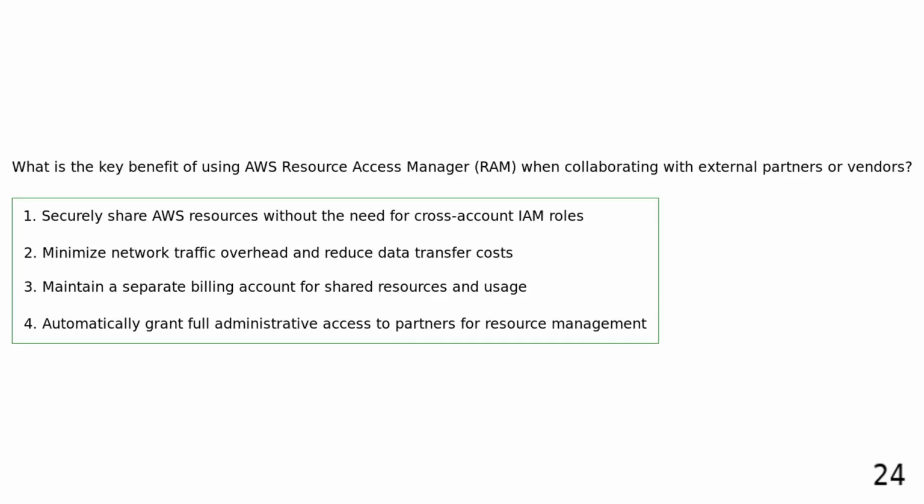What is the key benefit of using AWS Resource Access Manager when collaborating with external partners or vendors? Securely share AWS resources without the need for cross-account IAM roles. Minimize network traffic overhead and reduce data transfer costs. Maintain a separate billing account for shared resources and usage. Automatically grant full administrative access to partners for resource management.